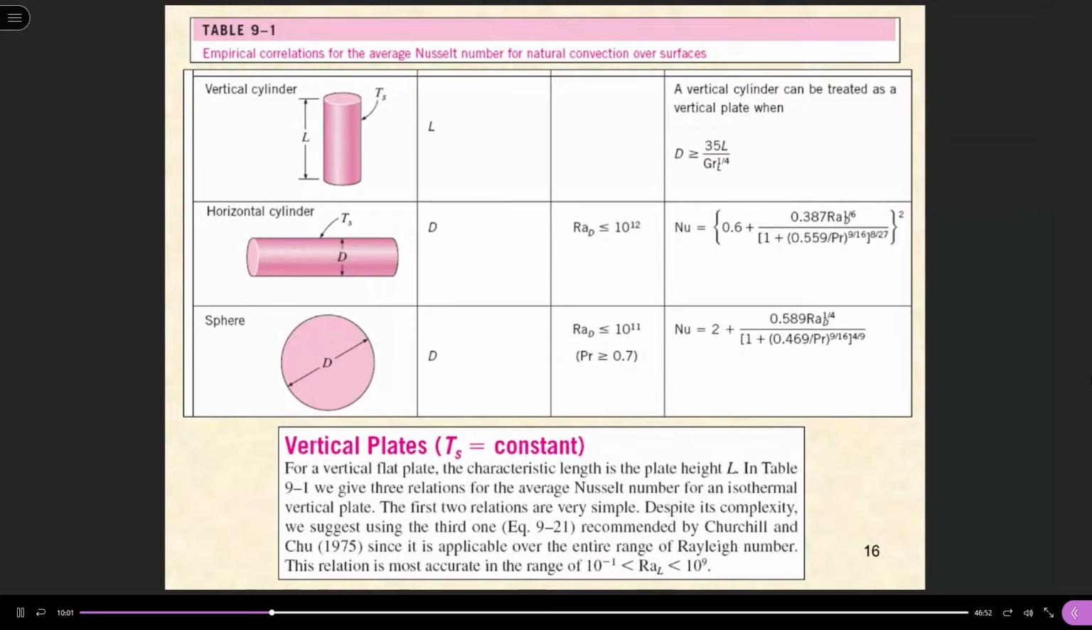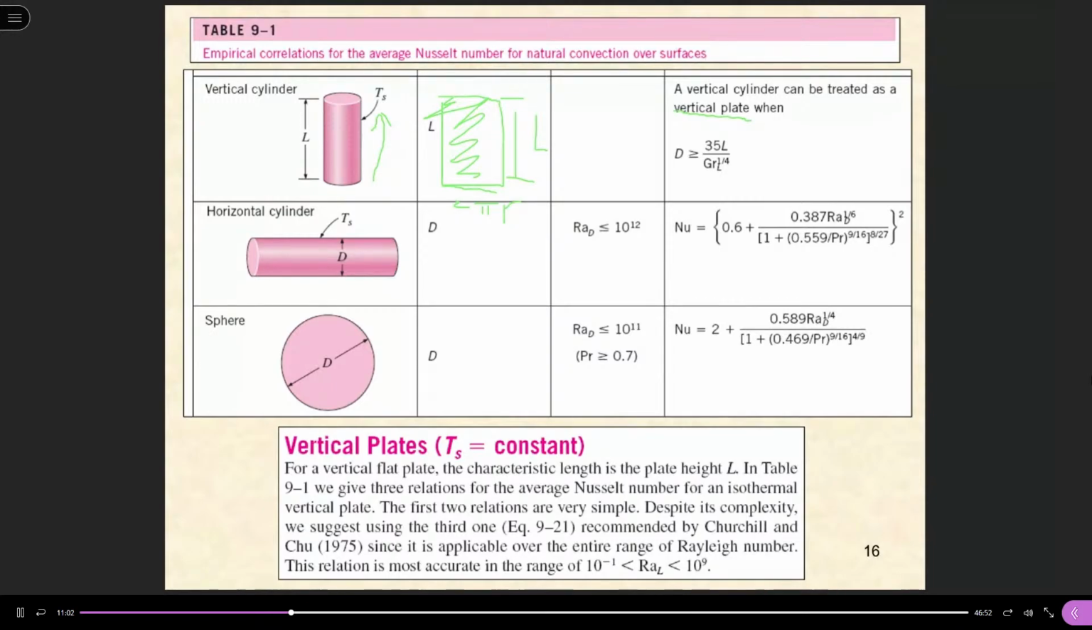There are some other geometries which are very similar. If you have a vertical cylinder, like a human body, you have this natural convection. If the diameter is relatively large in comparison with the height, the whole cylindrical surface will be treated as a vertical plate. In other words, you expand the surface area as a plate. The width should be 2 pi r, times the height. So when D is large enough, it's the same equation as for the vertical plate.